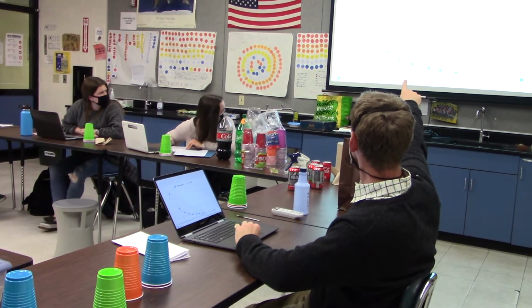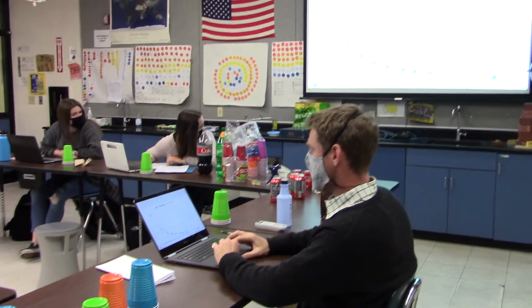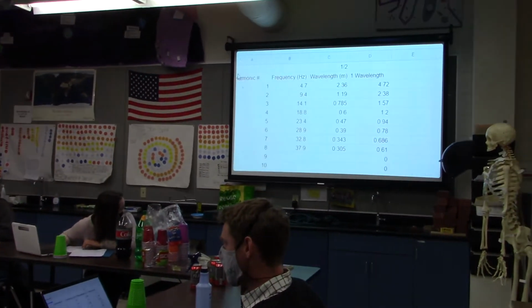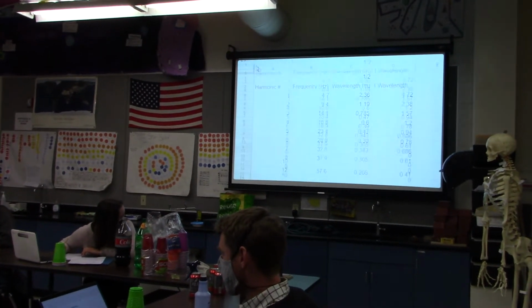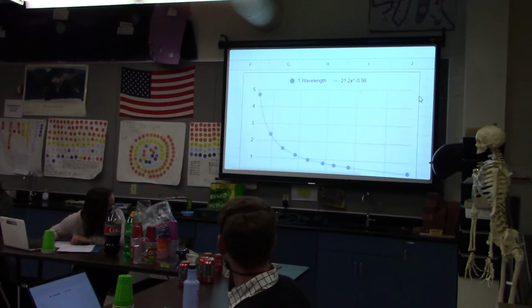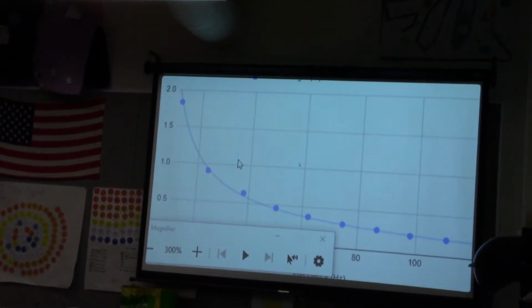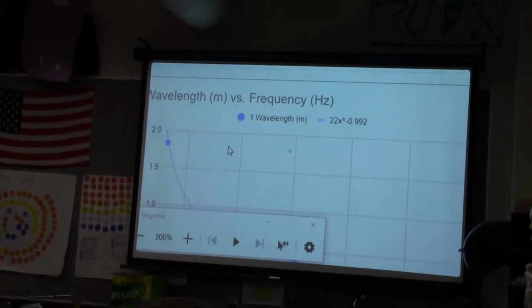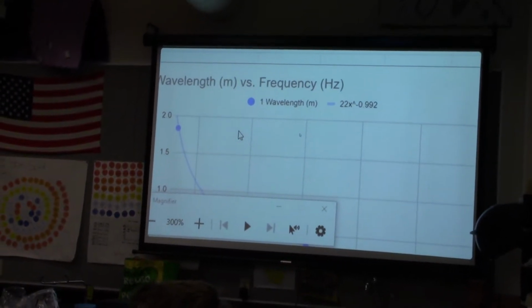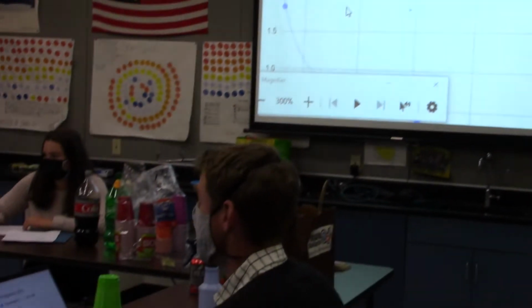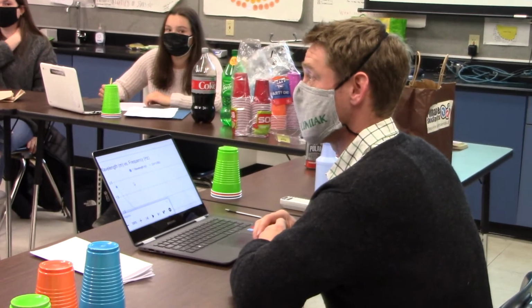With the corrected scores, the coefficient for the long string was 21.2. The coefficient for the short string was 22. So 21.2 and 22. Statistically, they are quite close.